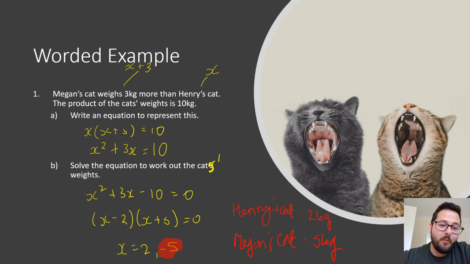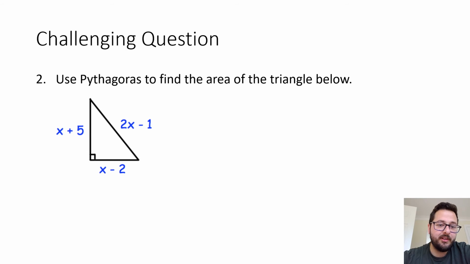Okay, so I think we've got one final question to have a little look at. Now, this is a challenging question. So we've got a little hint in the question. We want to use Pythagoras to find the area of the triangle below. Okay, so let's give it a go and see what we end up with.